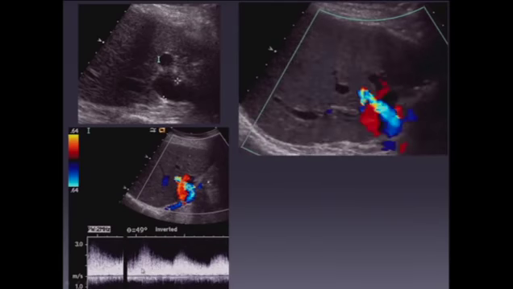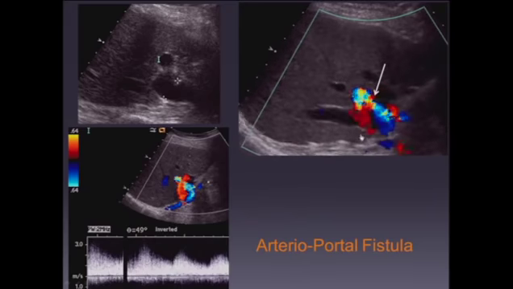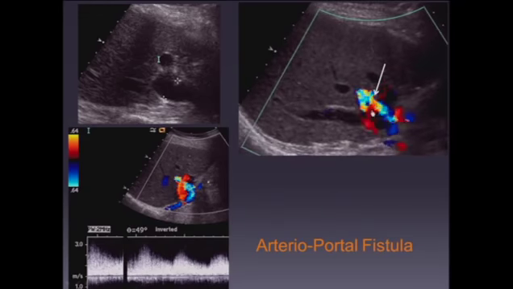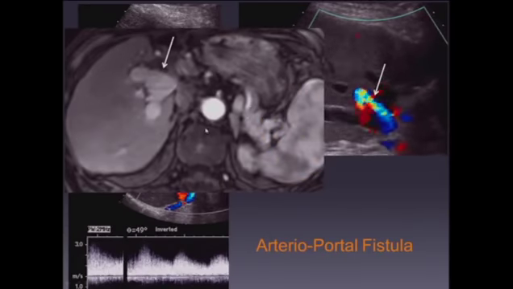This high velocity vessel is arterial, as you might expect. It's very turbulent with velocities of greater than 3 meters per second. This was an arterial portal fistula. The hepatic artery had fistulized into the portal vein and was sending a jet of arterial blood retrogradely into the portal vein away from the liver. This is shown on the MRI in the form of early opacification of the portal vein during the arterial phase, and a markedly dilated portal vein.